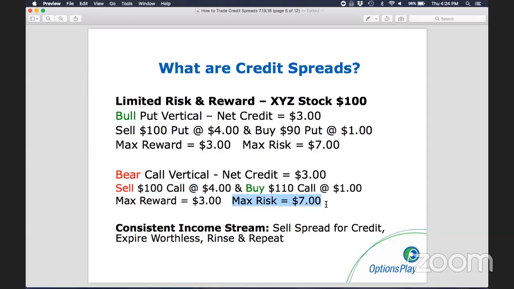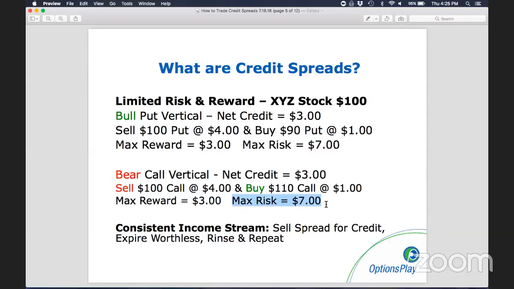So this is a very quick example of how you would actually construct a bull put vertical or a bear call vertical. Now, I know that I threw a lot of numbers out at you, and if you've never traded a credit spread before, that's quite confusing to figure out. But the point of this is simply to show you how to construct them. The actual platform itself, Options Play, will construct it for you, so you don't have to memorize this. This is just for illustrative purposes for those of you that are interested in learning.